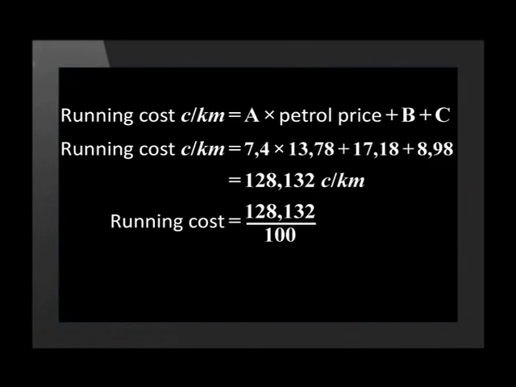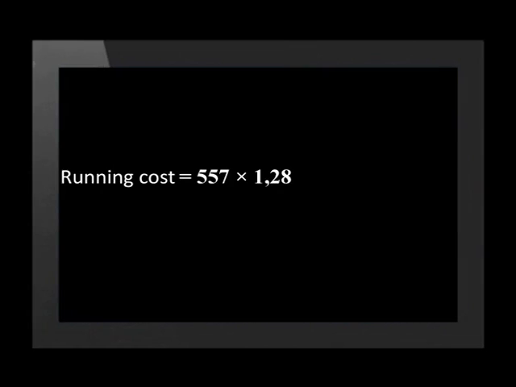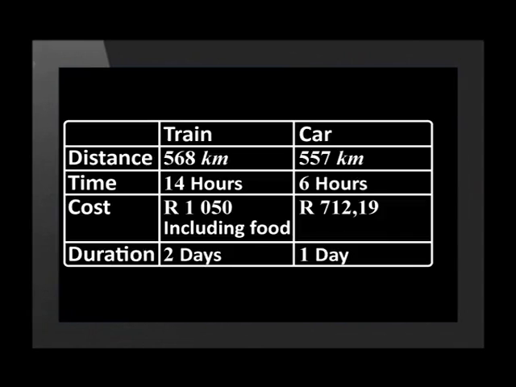We divide our answer by 100 to change from cents to rand. The answer is 1.28 rand per kilometer. Let us calculate the total running cost for the distance of 557 kilometers. Total running cost is equal to the distance, 557 kilometers, multiplied by the cost per kilometer, 1.28 rand. The answer is 712.19 rand. Let's put this into the table. When we look at the final table, we will see that the car is cheaper and takes a shorter time.